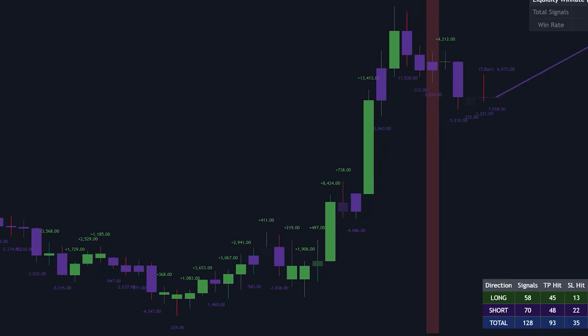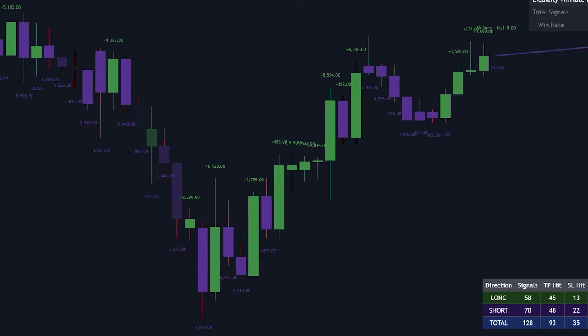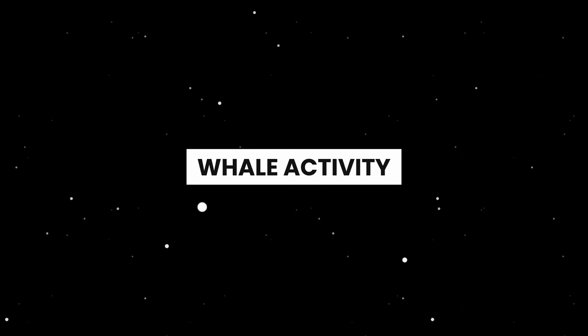Then we'll put it all together into a complete strategy and apply it to a live trade so you can see exactly how everything works in real market conditions. Let's get into it.